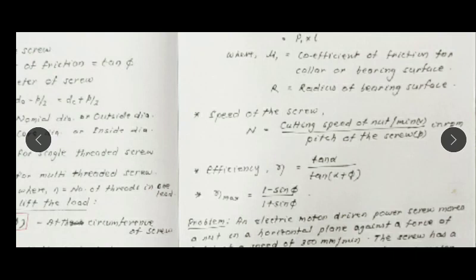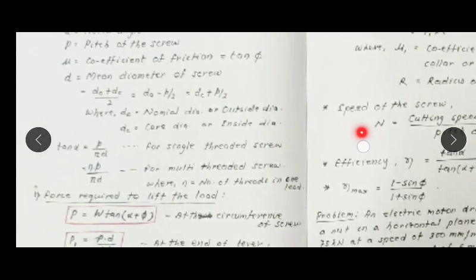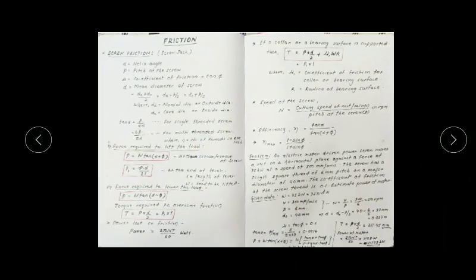Next, efficiency of the screw jack, eta equal to tan alpha upon tan of alpha plus phi, and maximum efficiency of the screw jack will be 1 minus sin phi upon 1 plus sin phi. These are the fundamental concepts which are used in the screw friction. Please pause the video and note in your copy.